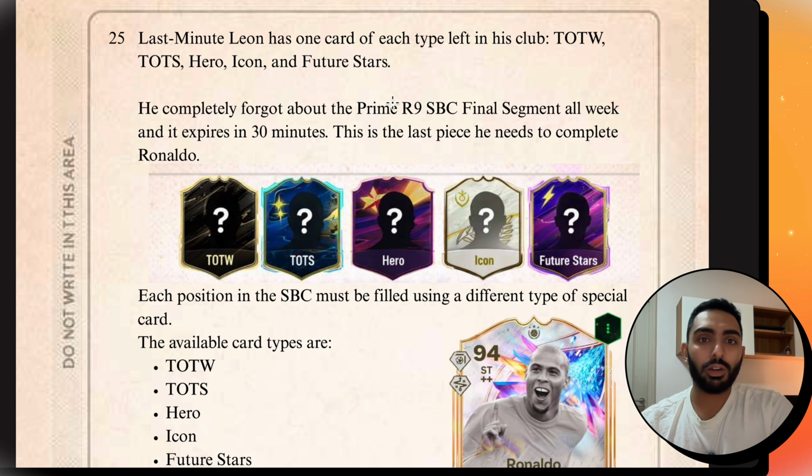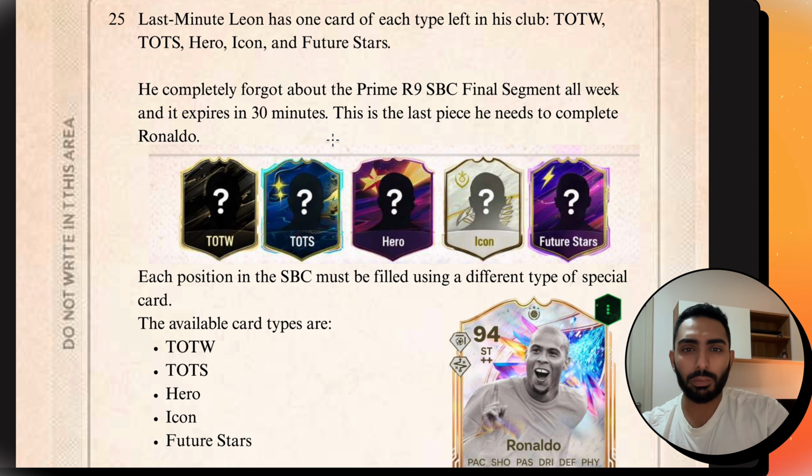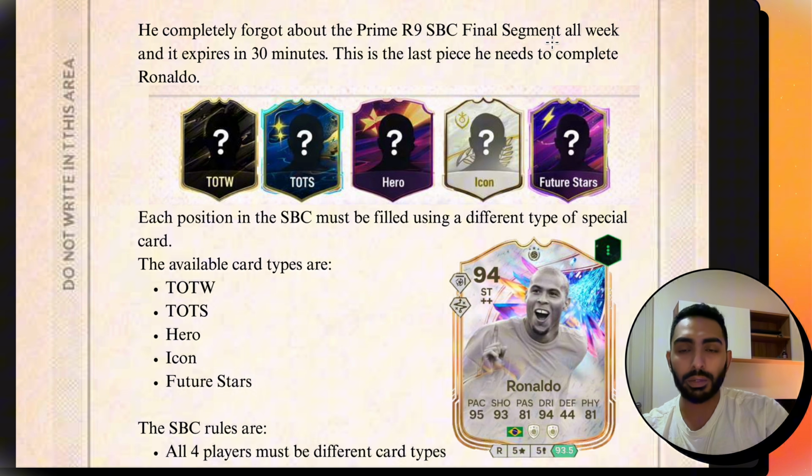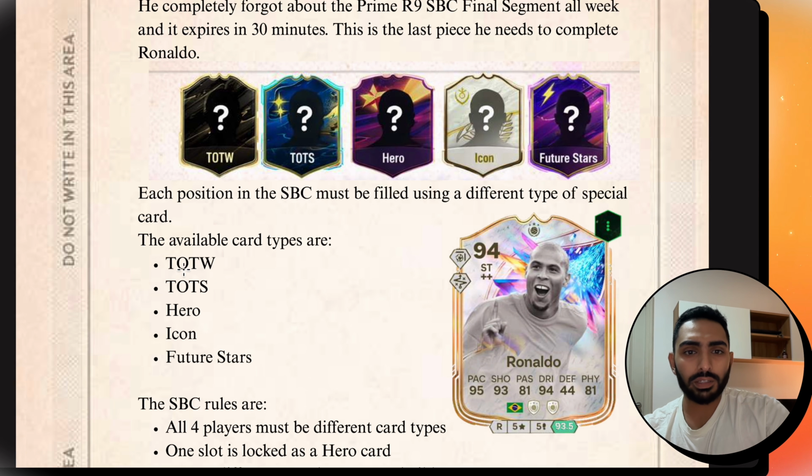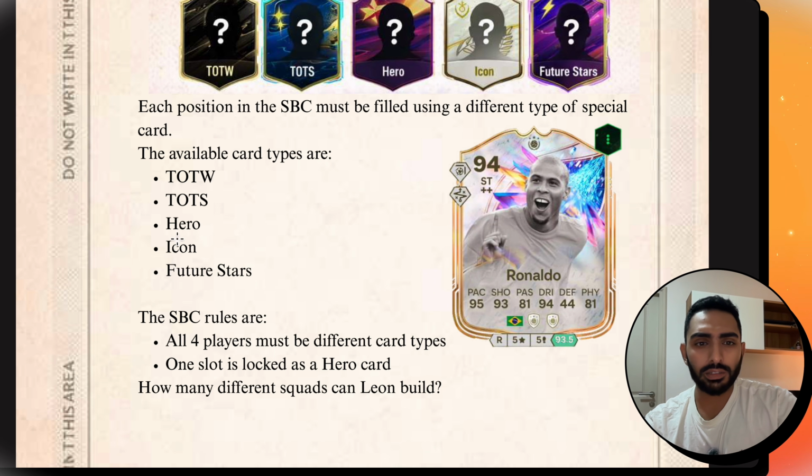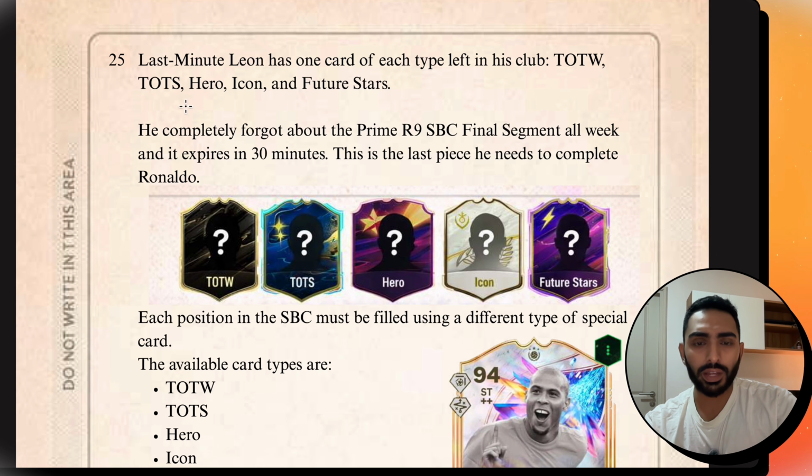Question 25. Last minute Leon has one card of each type left in his club. Team of the week, team of the season, hero, icon, and future stars. He completely forgets about the prime R9 SBC final segment that he needs to complete all week, and it expires in 30 minutes. This is the last piece he needs to complete Ronaldo. Each position in the SBC must be filled using a different type of special card. The available card types are team of the week, team of the season, hero, icon, and future stars, and it's good that he has one of all.